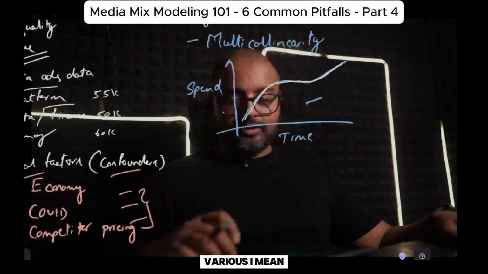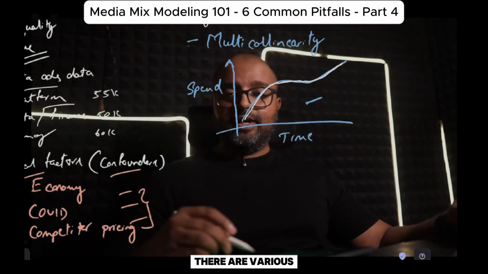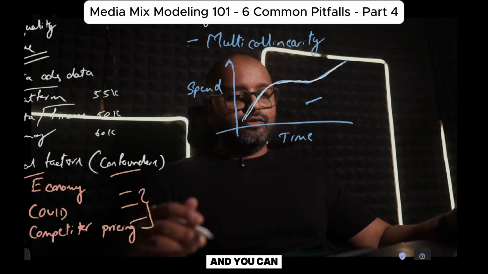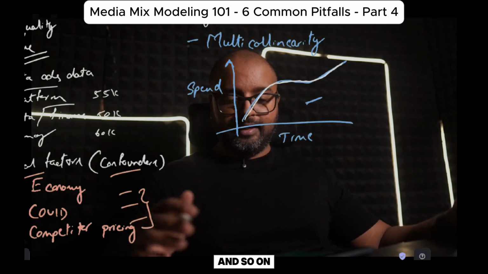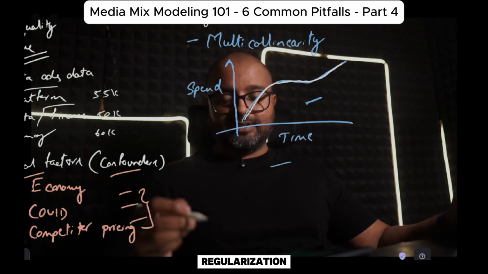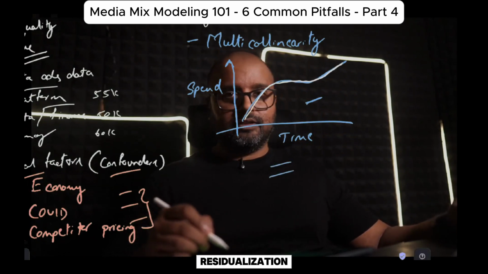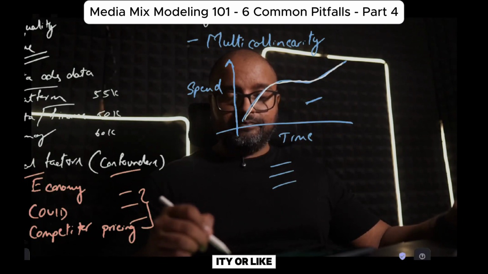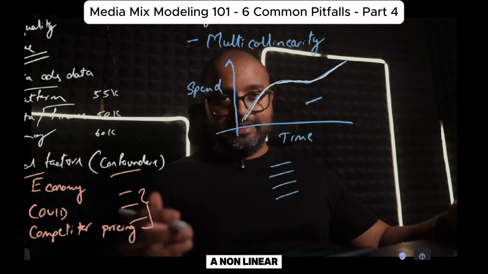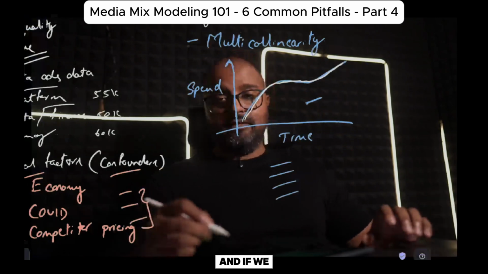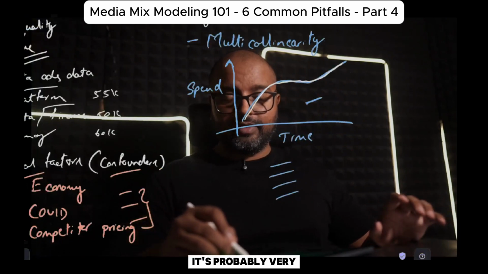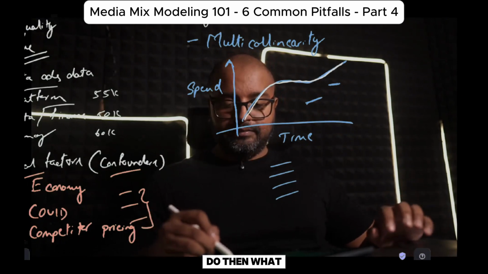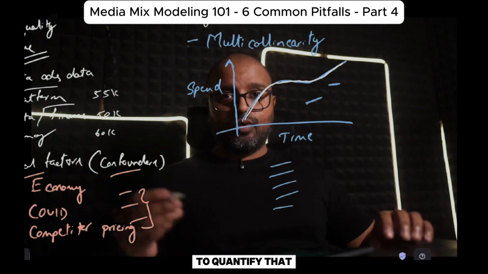This is a very common problem. There are various techniques to solve this, and you can go in as deep as you want with advanced modeling and so on. There's things like regularization, residualization. Is this a linear multicollinearity or a non-linear multicollinearity? And if we do find there's a correlation, in this case it's probably a very high correlation, what do you do then? What kind of metrics can you use to quantify that?